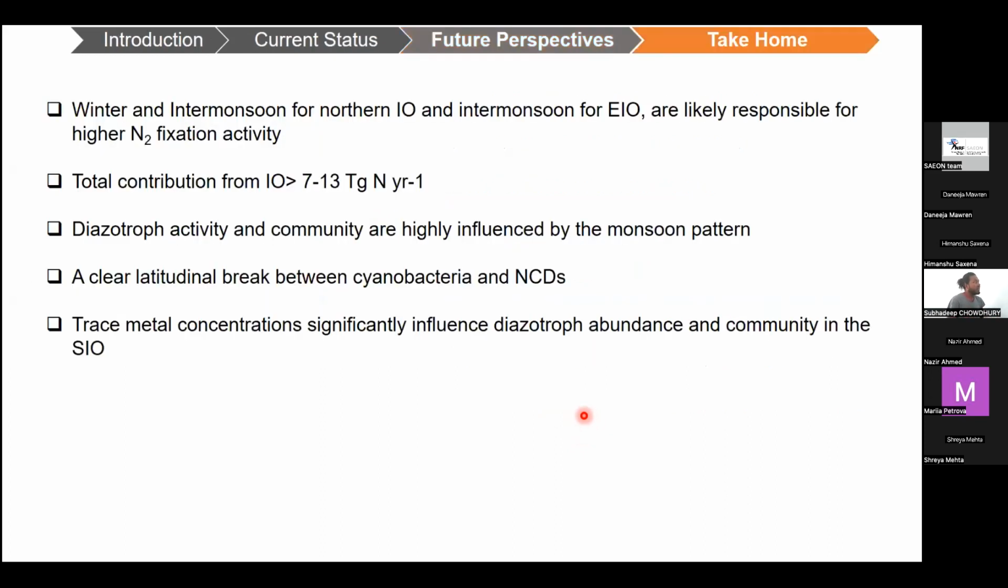So overall, my take-home messages are: winter and intermonsoon seasons for the northern Indian Ocean, and intermonsoon for the Eastern Indian Ocean, are likely responsible for the higher nitrogen fixation activity and more cyanobacterial abundance. The total contribution from the Indian Ocean is 7 to 13 teragrams of nitrogen per year. There are high spatio-temporal variations in diazotrophy. Also, on the southern side, there is a clear latitudinal break in the cyanobacteria and NCDs in the community makeup and nitrogen fixation activity. And trace metals, mainly manganese, are also indirectly influencing the abundance and the community in the southern Indian Ocean.